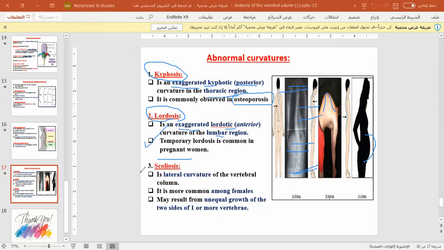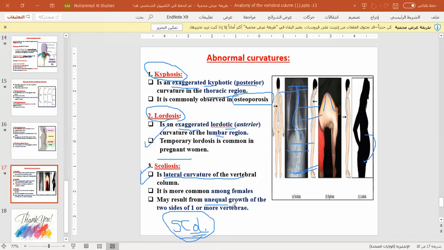Okay. The third abnormality here is named scoliosis. Scoliosis, from the school. And what happened to the school? If you are carrying a heavy bag on your one side, you will walk with a lateral curve, معوج كده في الجنب, so we call it scoliosis, a lateral curvature of the vertebral column like that. The vertebral column is deviated laterally.